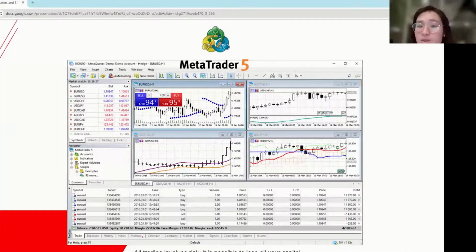Enhanced charting and analysis. So MT5 includes more timeframes and built-in technical indicators than MT4, along with additional tools for comprehensive market analysis. So we'll go through what some of these differences are in a bit. Another difference is the economic calendar. So you can see below it offers you this calendar tab, and it features an integrated economic calendar, providing traders with real-time news and data that can impact market movements.